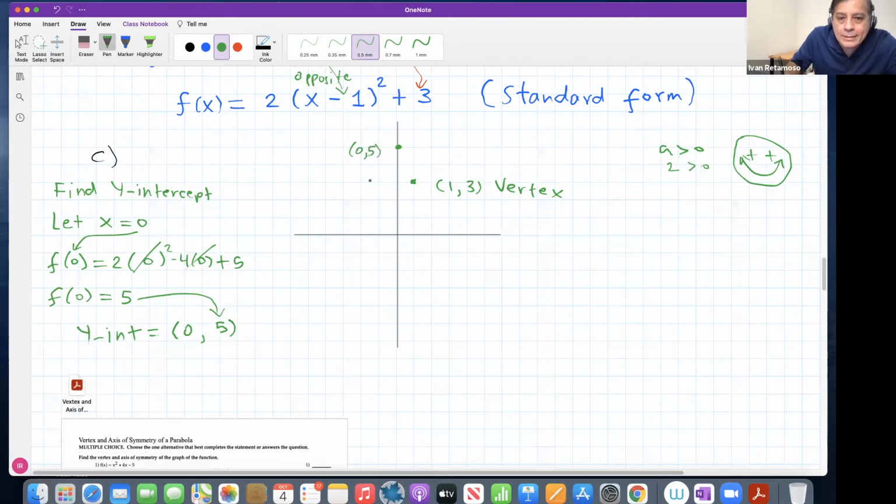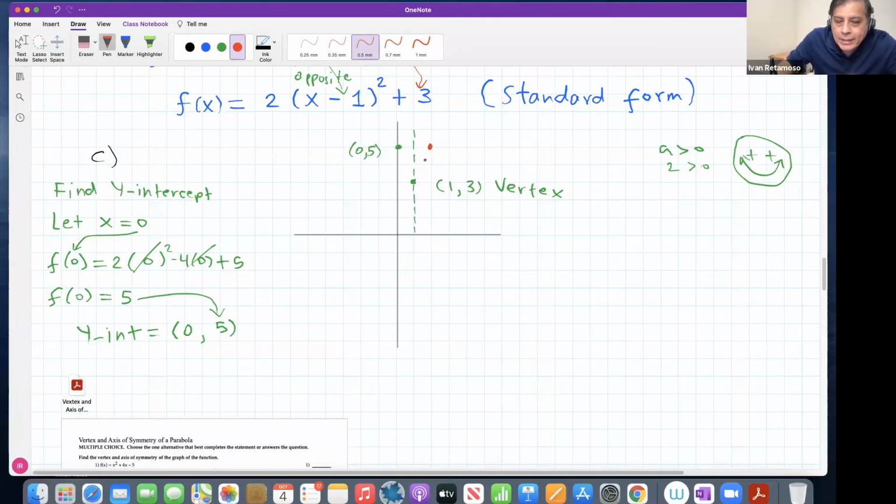Then remember, parabolas show vertical symmetry, right? By the way, the axis of symmetry should be here. Knowing that parabolas, just like the human body, show vertical symmetry, I know that for this point there will be another here, the same distance from the axis of symmetry. So reflect this point over here, and you will get an extra point there.